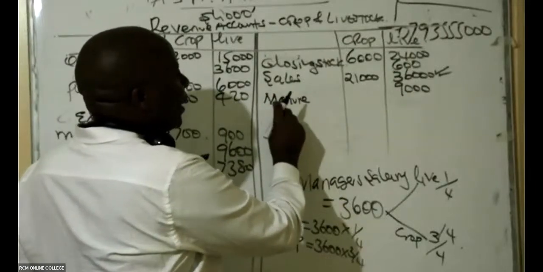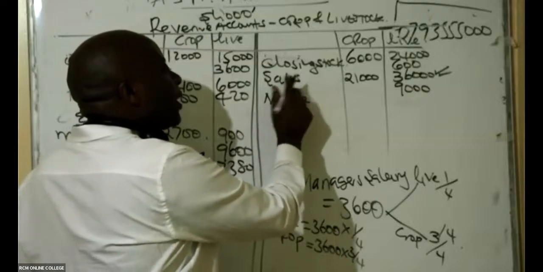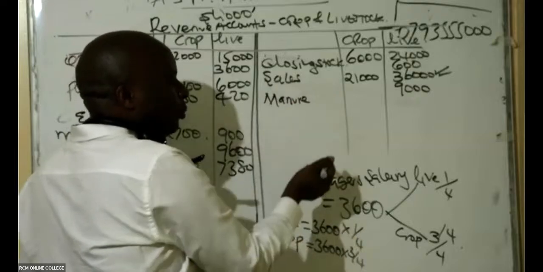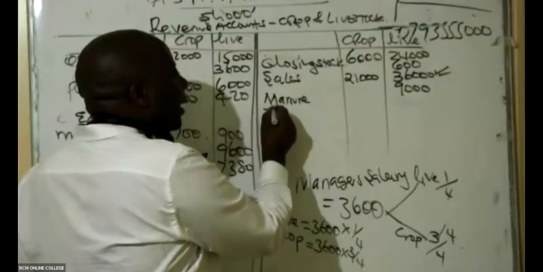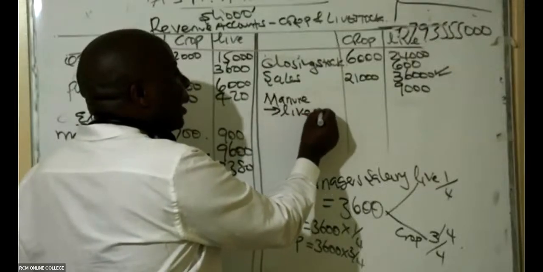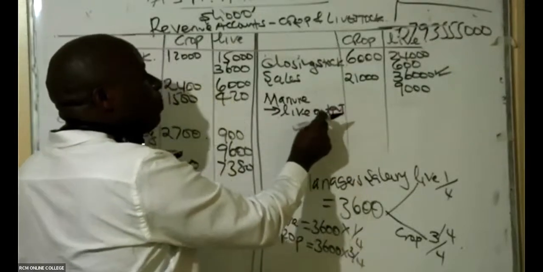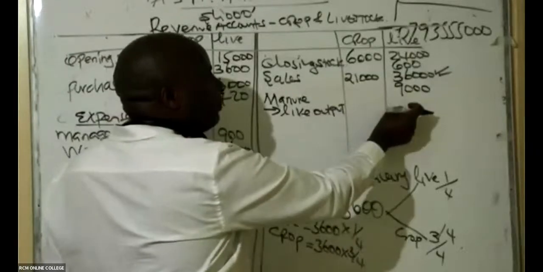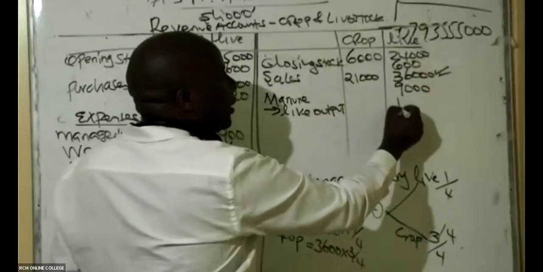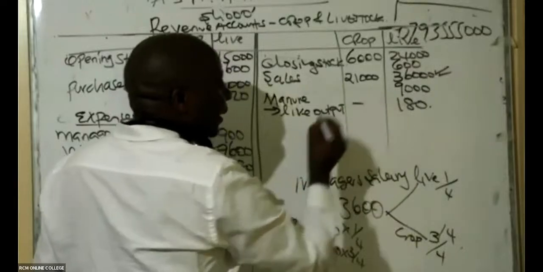So manure in this case here that was taken up. So this manure here, we are looking at an output here. So this is a livestock output. I'm going to pin it here in thousands. This is 180 like that.